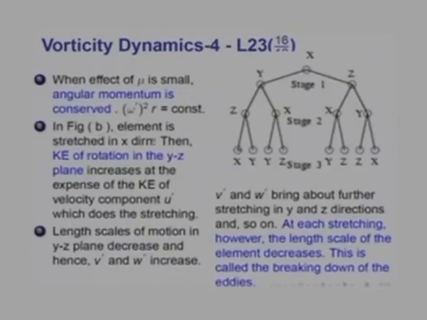So, in figure B, the element is stretched in the x direction, then the kinetic energy of rotation in the yz plane increases at the expense of the kinetic energy of the velocity component U dash, which does the stretching, and therefore the length scales of motion in the yz plane decrease, and hence V dash and W dash increase. Now, this increased V dash and W dash will bring about further stretching in the yz directions and so on.